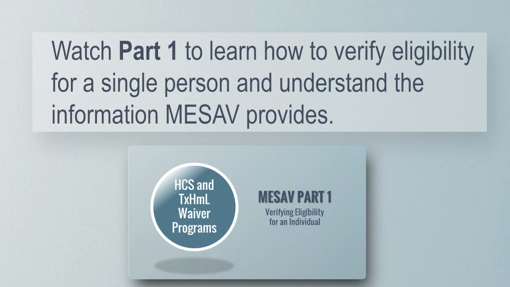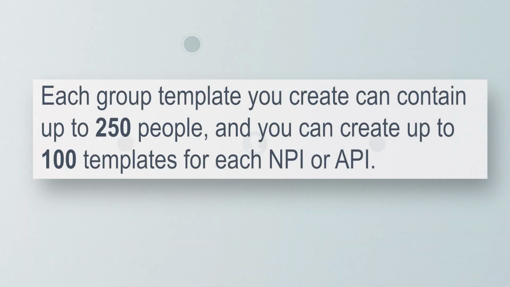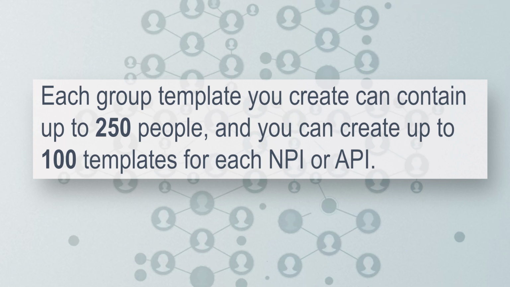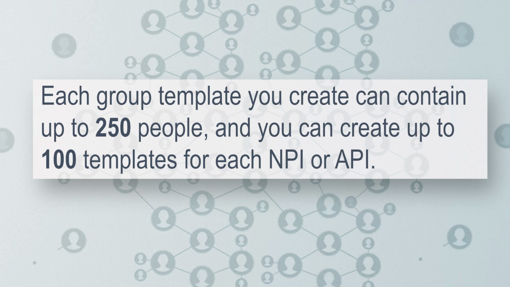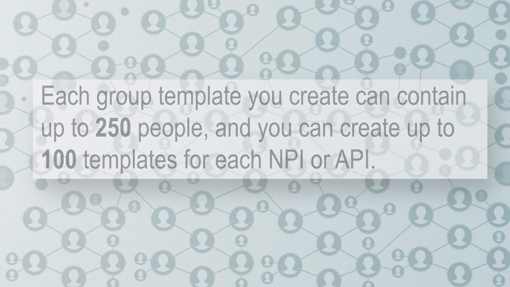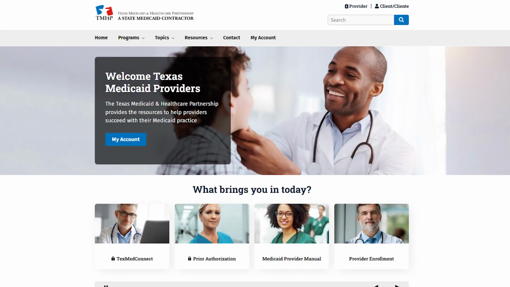MeSave provides. Each group template you create can contain up to 250 people, and you can create up to 100 templates for each National Provider Identifier, or NPI, or Atypical Provider Identifier, or API. Let's take a look at how to create a group template step by step.